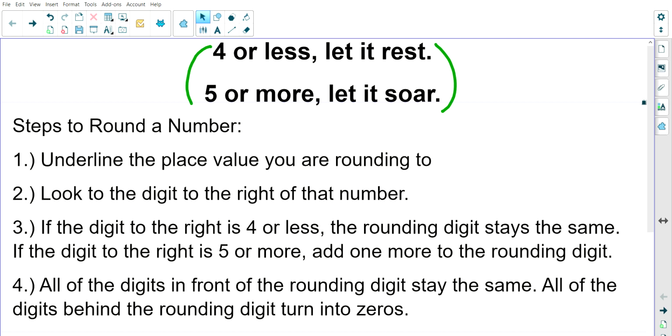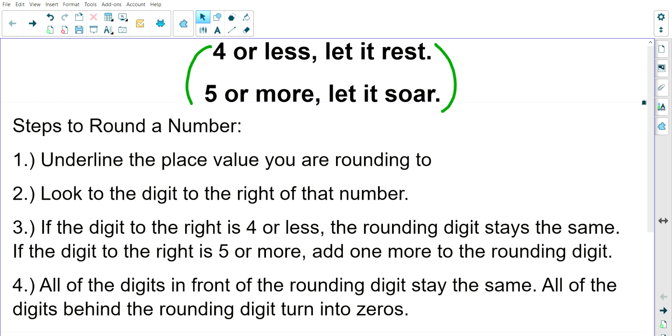Let's go over the steps to rounding a number. These steps are exactly the same whether it's a whole number or a decimal. Step 1, we need to find the place value that we are being asked to round to. We underline it. Then, step 2, we look to the right of the digit. And step 3, if the digit to the right is 4 or less, our rounding digit stays the same, or it rests. If the digit to the right is 5 or more, we add 1 more, and the rounding digit soars up by 1. Step 4, all of the digits in front of the rounding digit stay exactly the same.